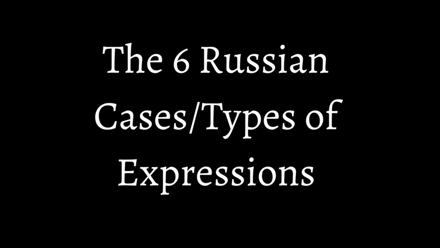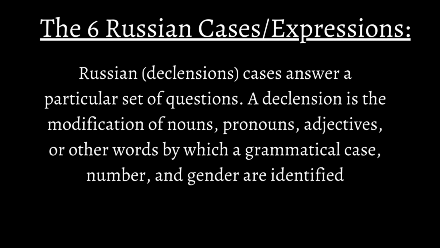In this video, nonetheless, I'll explain what are the 6 Russian cases, or types of expressions, and why and how they work in Russian. So, in formal terms, Russian cases answer a particular set of questions, also known as declensions. A declension is the modification of nouns, pronouns, adjectives, or other words by which a grammatical case, number, and gender are identified. Considering this definition, it's safe to say that Russian has 6 different types of expressions that can change a word in 6 ways.